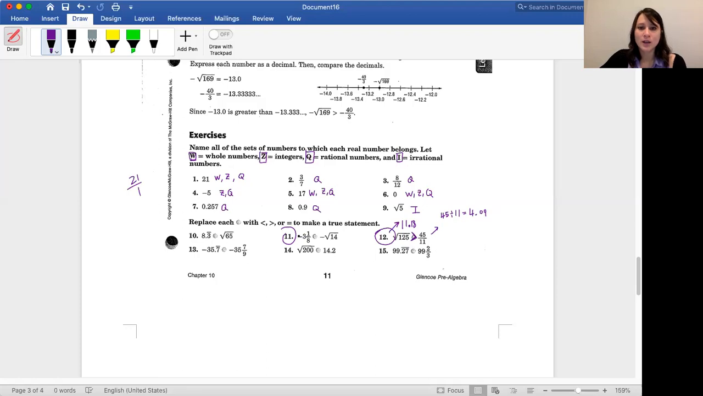Now looking at 11, be careful with these negatives, because when you have a negative, if you think about this on a number line, -1 is greater than -5.